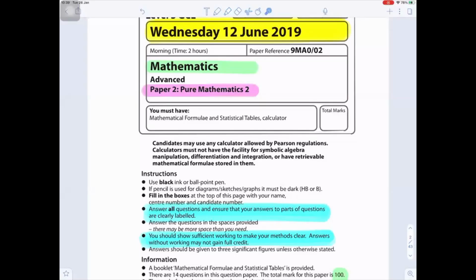Pure Mathematics, Paper 2, Wednesday, 12 June 2019. Answer all questions and ensure that your answers to parts of questions are clearly labeled. You should show sufficient working to make your methods clear. Answers without working may not gain full credit.